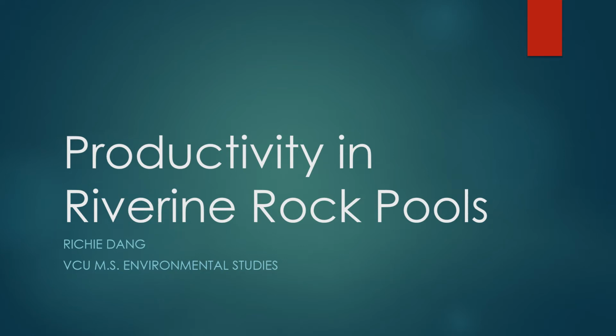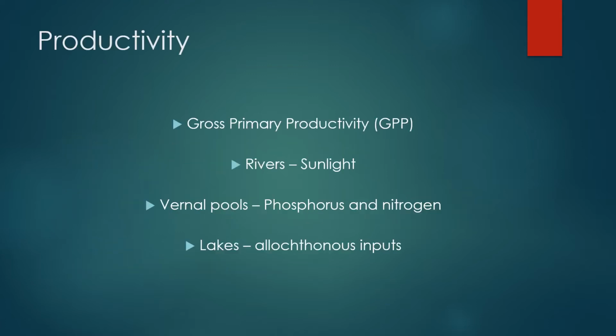I am part of BCU's Master's Environmental Studies program. Today, I'll be talking about what drives productivity in riverine rock pools. In aquatic systems, we have productivity occurring, which is a process of inorganic carbon fixation within an ecosystem. GPP, or gross primary production, is the total amount of inorganic carbon being fixated. In other words, the process of photosynthesis.